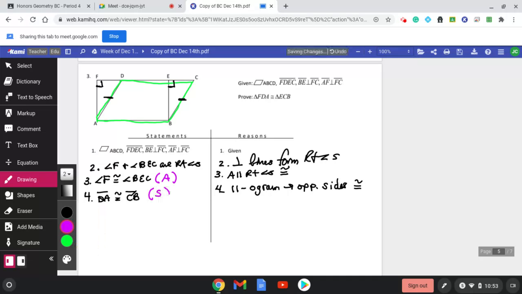All right, here we go. This is why I think this proof is decently tough: that third pair. Where the heck are we going to get that third pair from here?